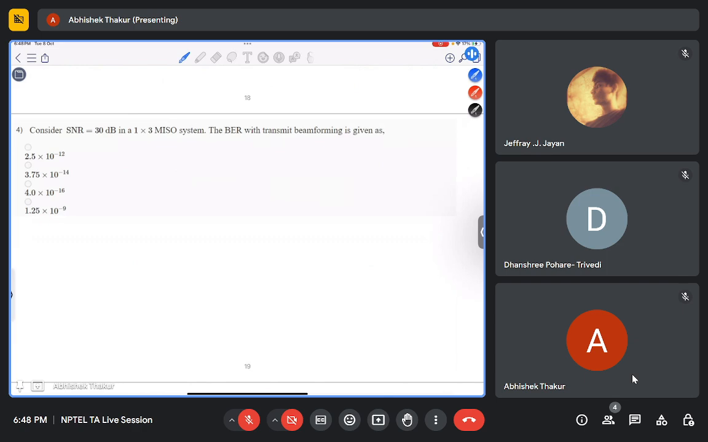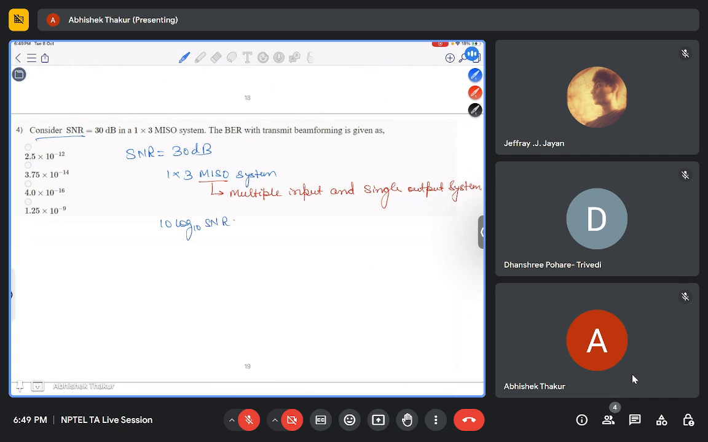So now we'll move on to the next question. Question number 4. Consider SNR in dB is equal to 30 dB, and this is a 1x3 MISO system, multiple input single output system. So here 10 log 10 of SNR is given as 30. So SNR value is equal to 10 to the power of 3. So that is equal to 1000.